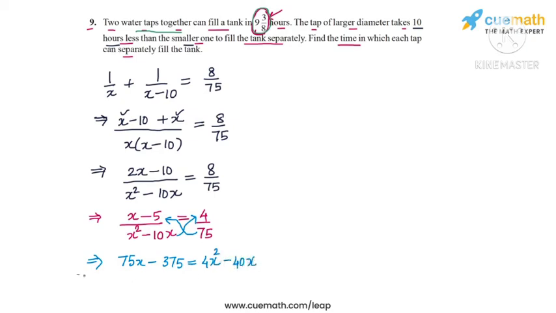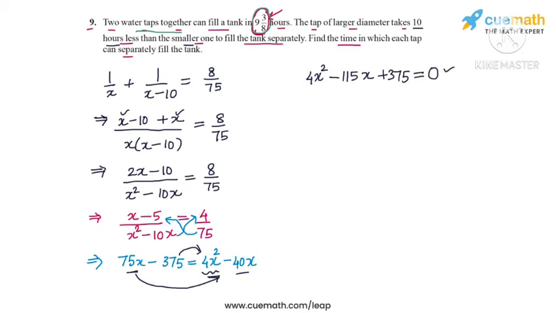Now let's write it as a quadratic equation in standard form. So we have this 4x squared, then we have minus 40x, and this 75x, if I bring it to the right side I will get minus 115x, and then if I bring this minus 375 also to the right side I have plus 375. This is equal to 0. So this is the quadratic equation in x that we now need to solve.